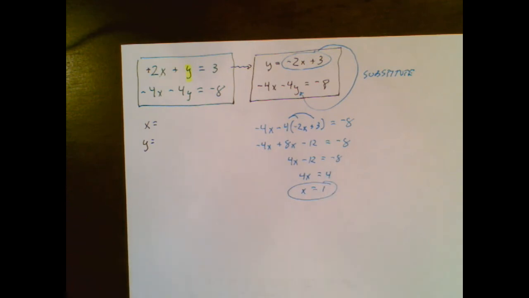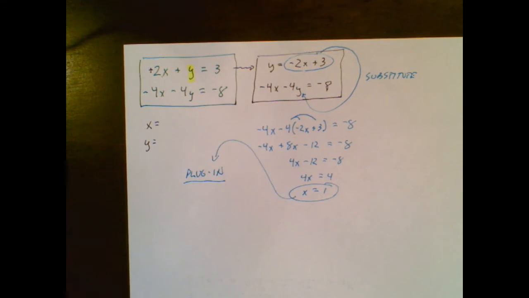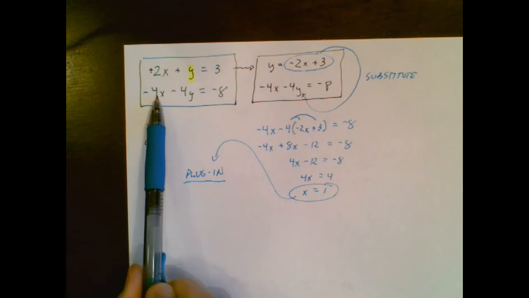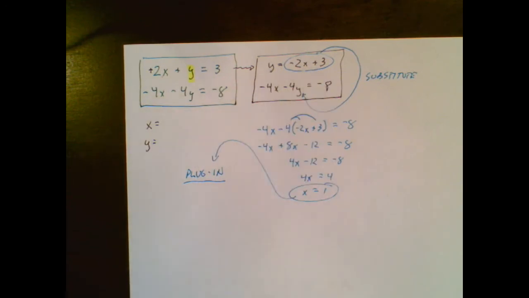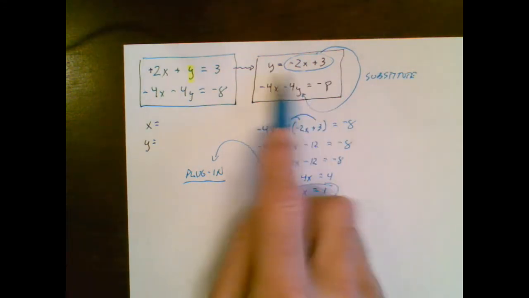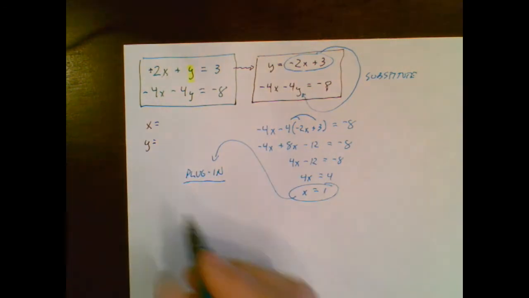I'm halfway there. After I've gotten one variable, I need to do the plug-in to get the other variable. When I do this plug-in, I can choose this equation, this equation, this equation, or this equation. It doesn't matter. I just need to choose one of the equations from the beginning of the problem that have x's and y's floating around. This equation is the easiest to use, so I'm going to go ahead and use that, but realize it can work with any one of these.